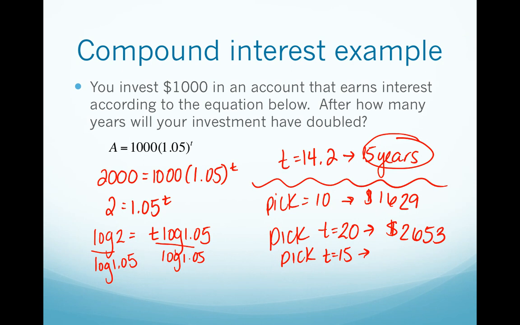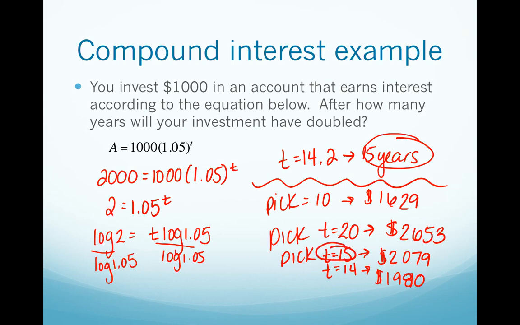So we've got 1,000 times 1.05 to the 15th power, and that gives us $2,079. And maybe we're concerned here that this is over 2,000, so maybe 14 would work. We can test 14 just to see. So 1,000 times 1.05 to the 14th power gives us 1,979.9, so really $1,980. So not quite double. So it's definitely t equals 15 just by trial and error.